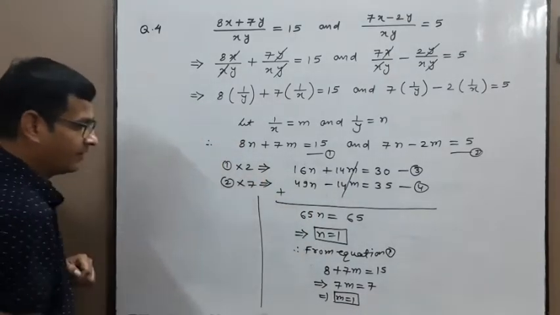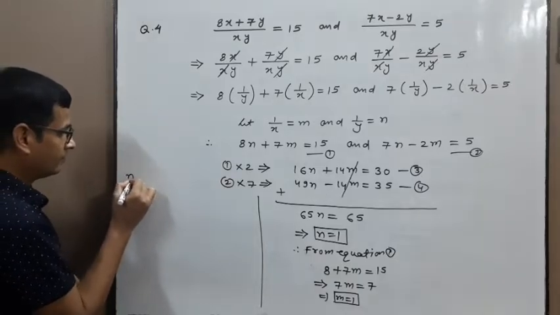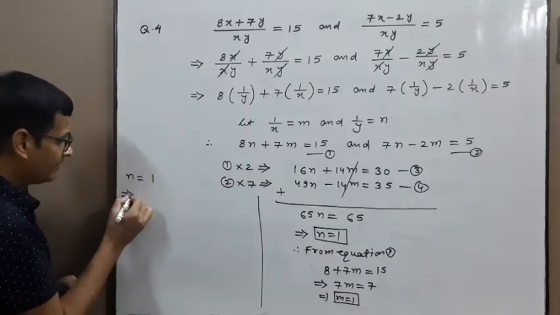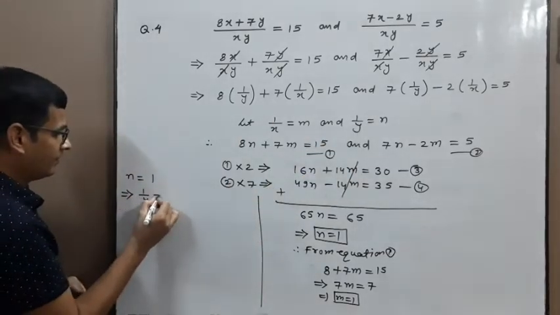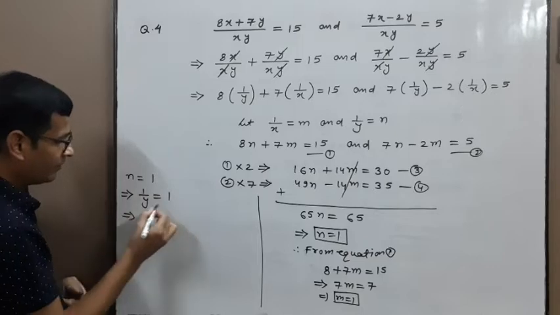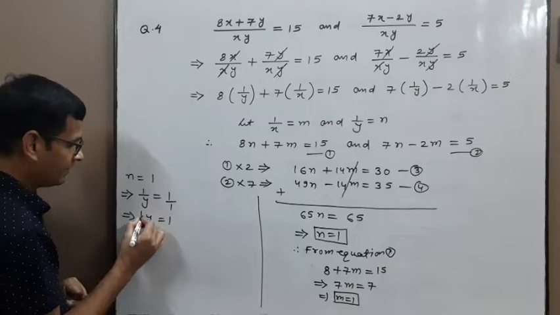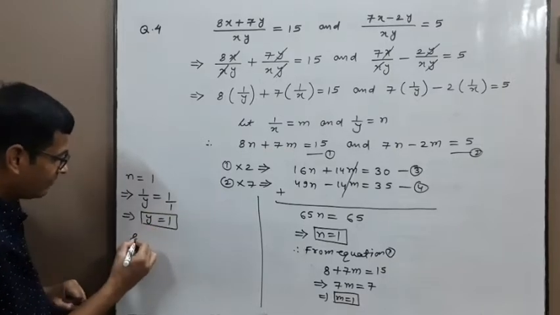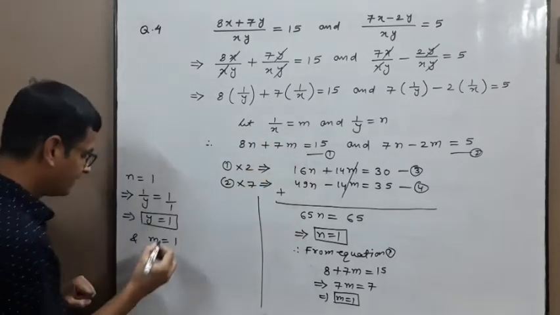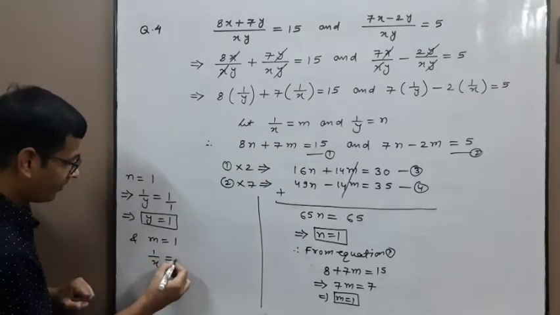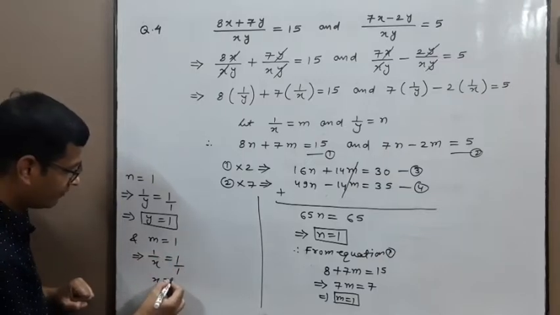After this, n equal to 1 implies n means 1 upon y. Cross multiply, 1 means we can write 1 upon 1. So y into 1, y is equal to 1. And m is equal to 1, and the value of m is 1 upon x. Again cross multiply, x into 1, x equal to 1.